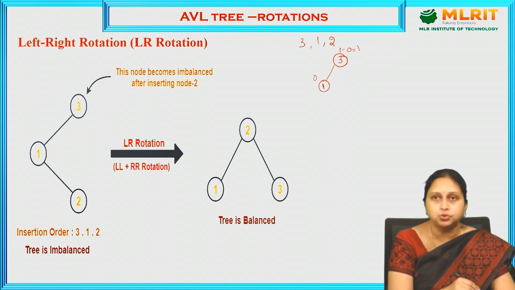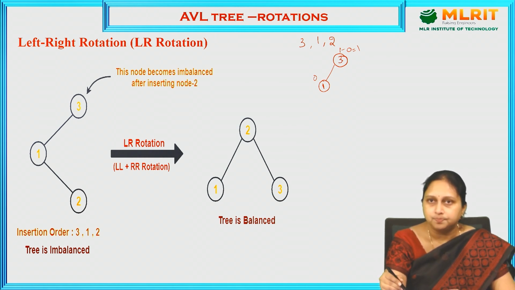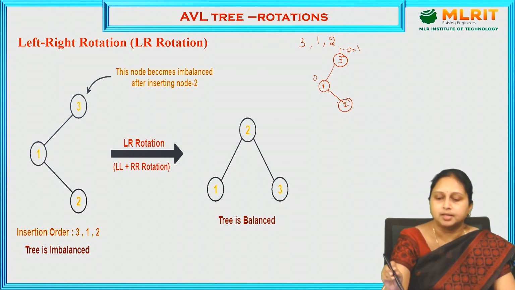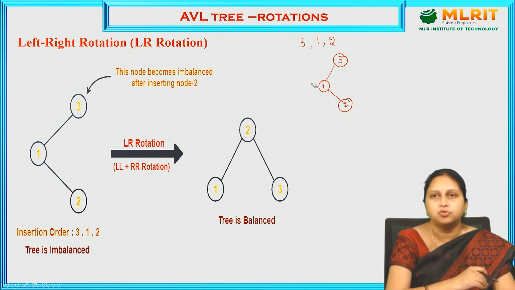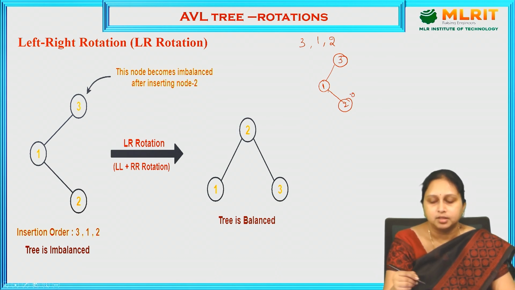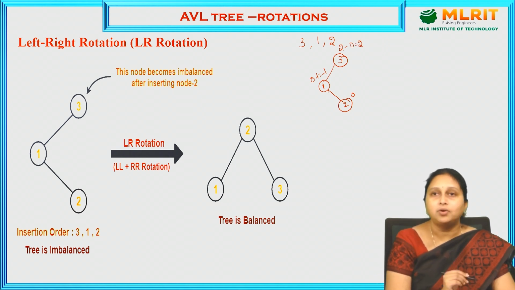Next, I need to insert 2. Where I need to insert 2? 2 is lesser than 3, so we need to go to the left subtree. And if I check with 1, it is greater than 1. So I am going to insert here. Now check the balance factor for these nodes. For 2 it is 0. For 1 it is 0 minus 1. So here also we don't have any problem. And when I check with the root node, here we have 2 on the left hand side minus, we don't have the right subtree, so it is 0. So we are going to get 2. Now it has to be balanced.